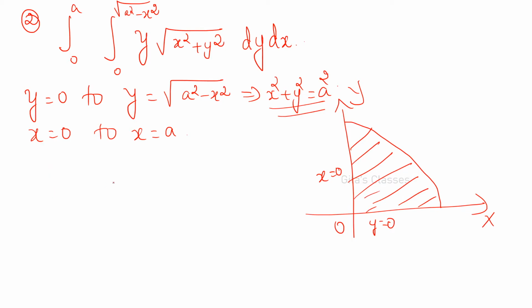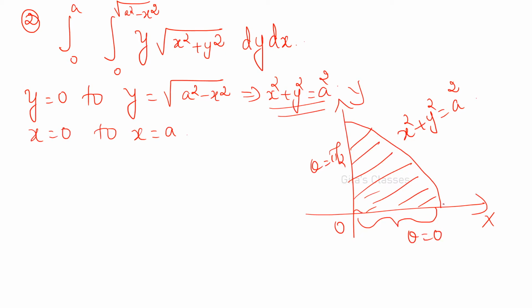Okay. Now, we have to change this. What is this equation? x squared plus y squared is equal to a squared. Now, everything you are going to change to polar coordinates. This line is theta equal to pi by 2, and this line will become theta equal to 0.